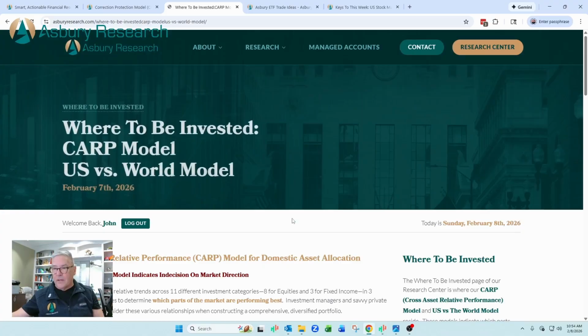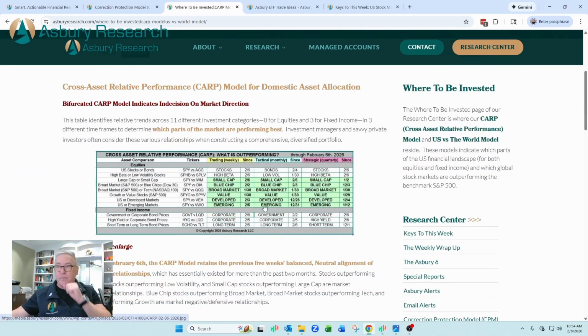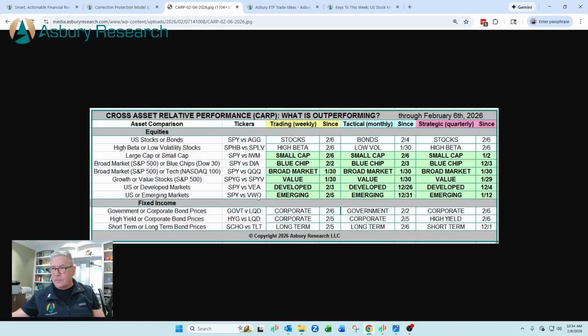And what CARP is, is it looks at 8 different relative performance comparisons on the equity side and 3 on the fixed income side. So what CARP tells us is where the outperformance is. It shows us where the relative outperformance is.